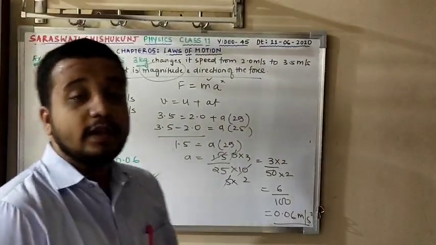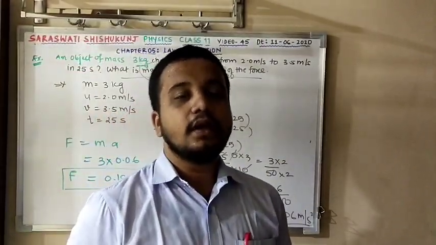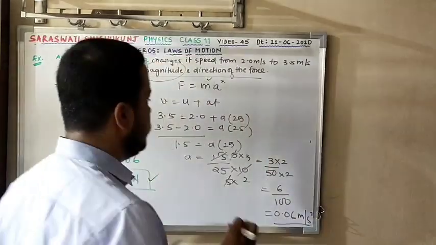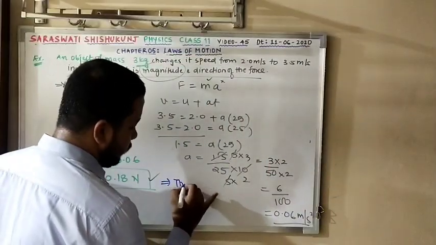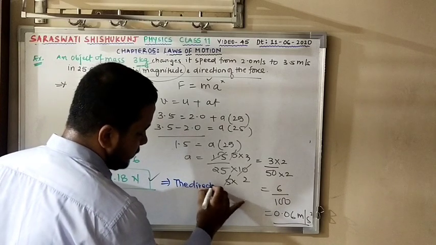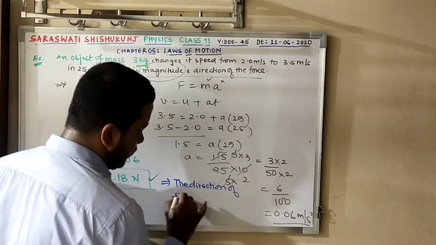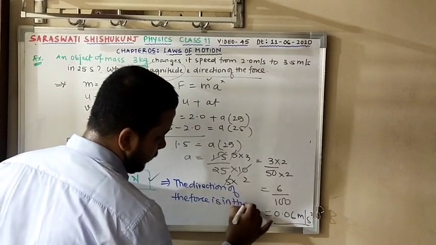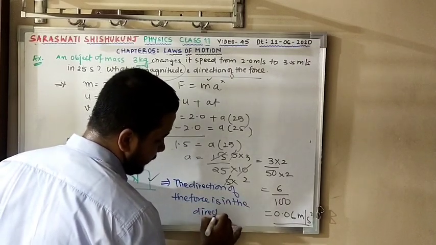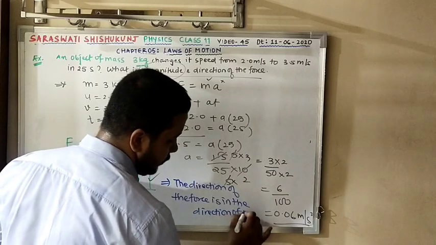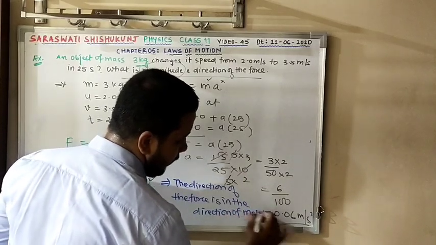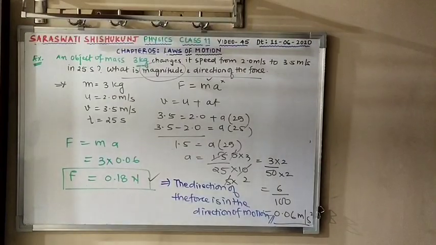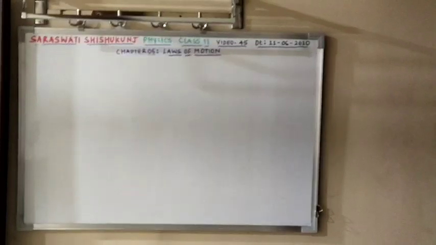But I need to find out one more thing, that is direction of the force. Direction of the force is always in the direction of the motion. Very good. So you can write the direction of the force. The direction of the force is in the direction of motion. Clear? 100% clear? Perfectly clear? Hope so clear. Moving to the next example.